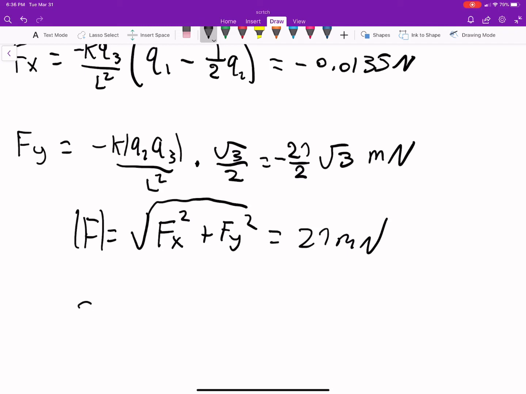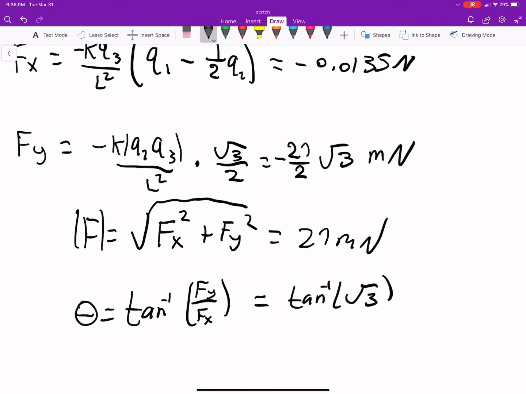And if you want to find the angle theta, remember it's tan inverse of our y component over our x component, which should end up being tan inverse of root 3. And if you plug that in, you should get 60 degrees. But 60 degrees is off of our reference. So 60 degrees plus, we're going to want to flip this by doing 180 degrees, is 240.